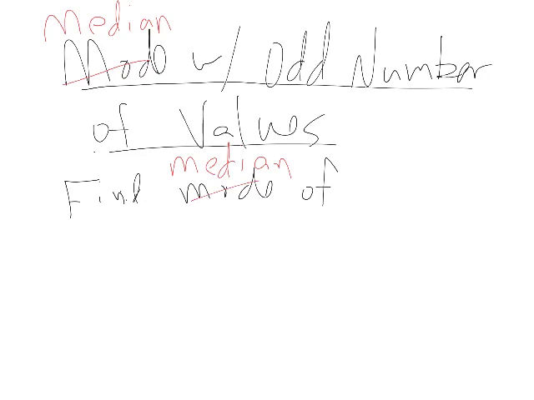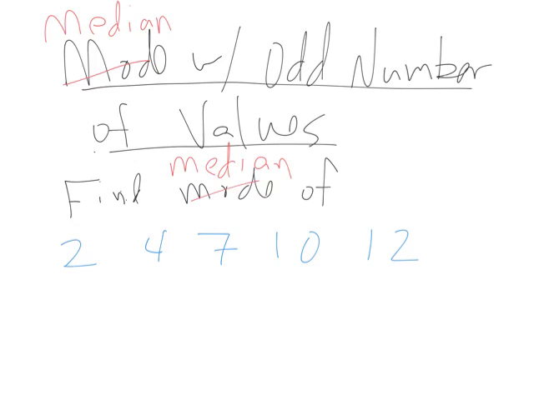So we'll assume these numbers are already sorted. So we'll take 2, 4, 7, 10, 12. So notice there are 1, 2, 3, 4, 5 different values. They're an odd number. So when there's an odd number, you just pick the very middle one.